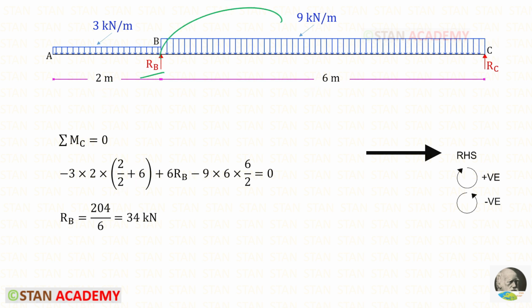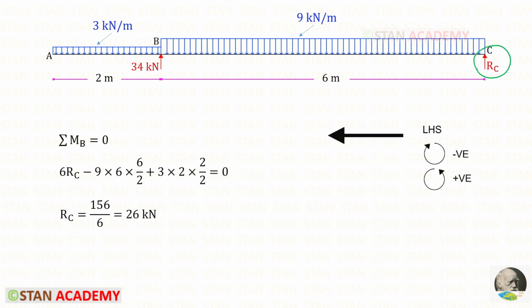RB is acting in the clockwise direction, so it will be positive, and the distance is 6, so it will be 6 RB. This UDL is acting in the anti-clockwise direction, so it will be negative. The area is 9 into 6, and from the center of the rectangle to the point C, the distance will be 6 upon 2. For RB, we will get 34 kN.